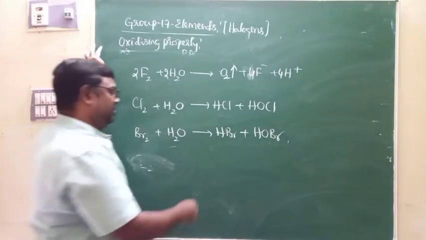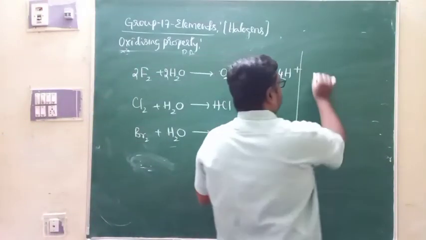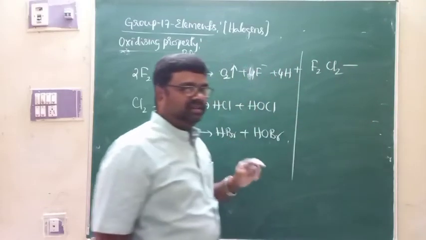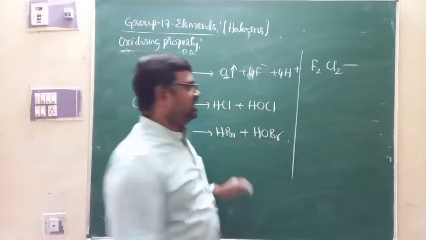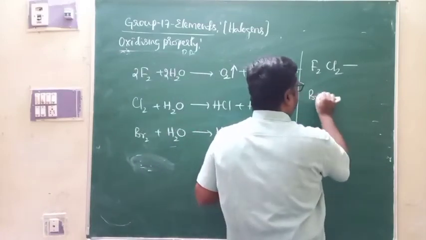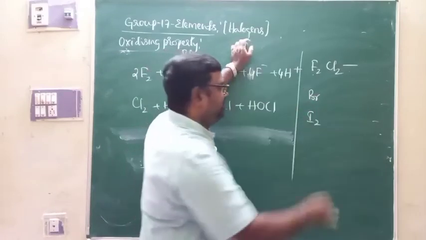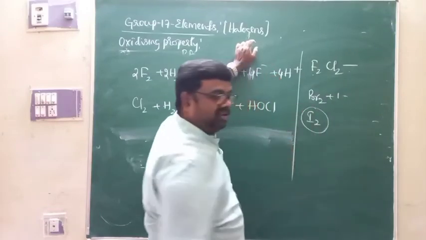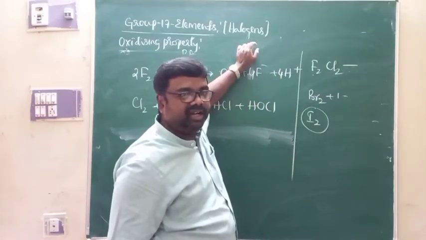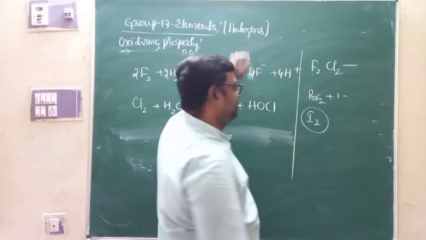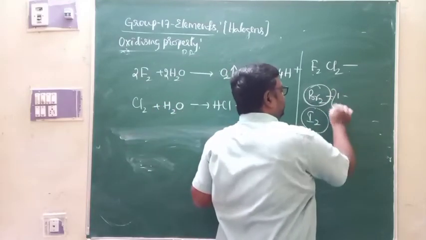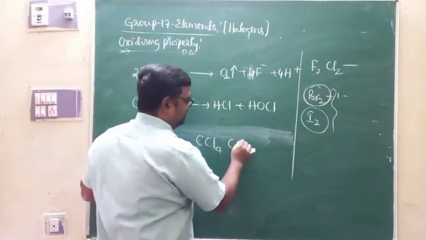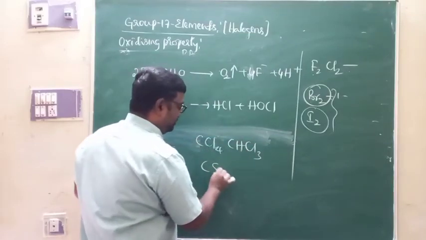And apart from that, as far as fluorine and chlorine are concerned, when they are dissolved in water, they react with water. Whereas bromine and iodine: even bromine slightly reacts with water, but iodine is insoluble in water. Bromine and iodine are really soluble in solvents like carbon tetrachloride, chloroform, carbon disulfide.